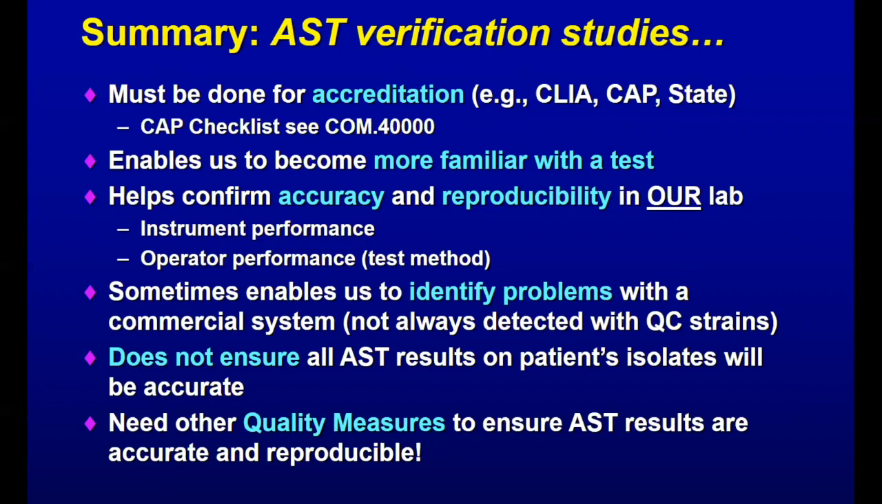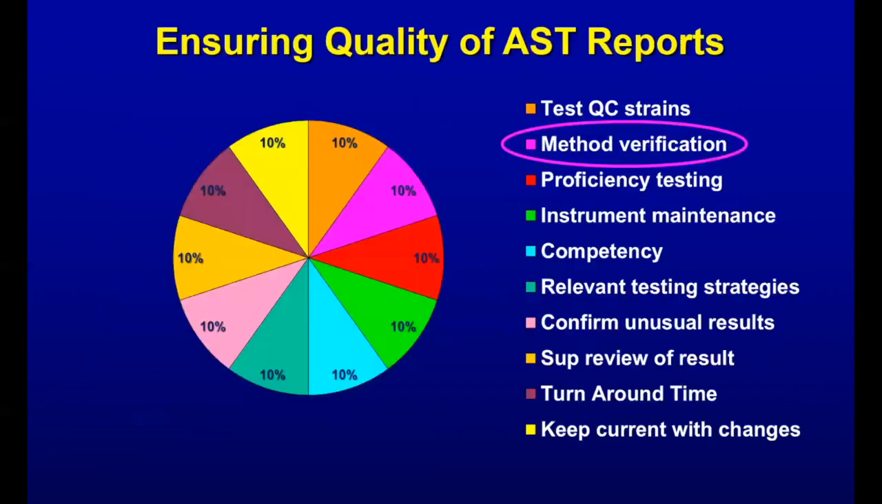Sometimes it enables us to identify problems with the commercial system, and these might not always be detected with the QC strains. It might not always have been detected by the manufacturer when they did their FDA submission, and such might be the case like with the ICR test where we showed the example. And I've heard and I've seen some situations where a verification procedure has actually identified some problems that were not previously reported. It does not ensure all susceptibility results on patient isolates will be accurate, and we need other quality measures, as most of you know, to ensure accuracy of susceptibility results on patient isolates.